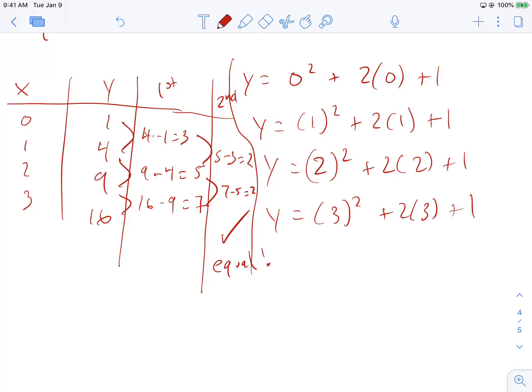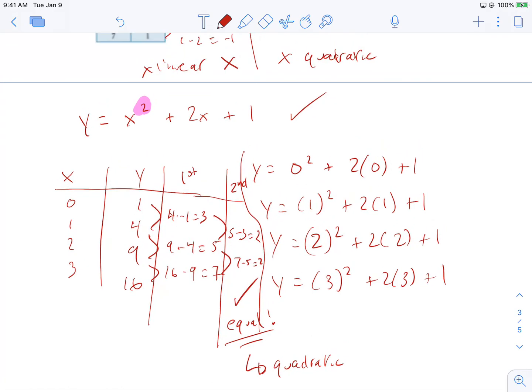And what that means is that if they are equal, we have a quadratic relation on our hands. And is that what we expected? Well, of course, we have this equation for a parabola, this y equals x squared. It's kind of how we tell that something is going to be a parabola.